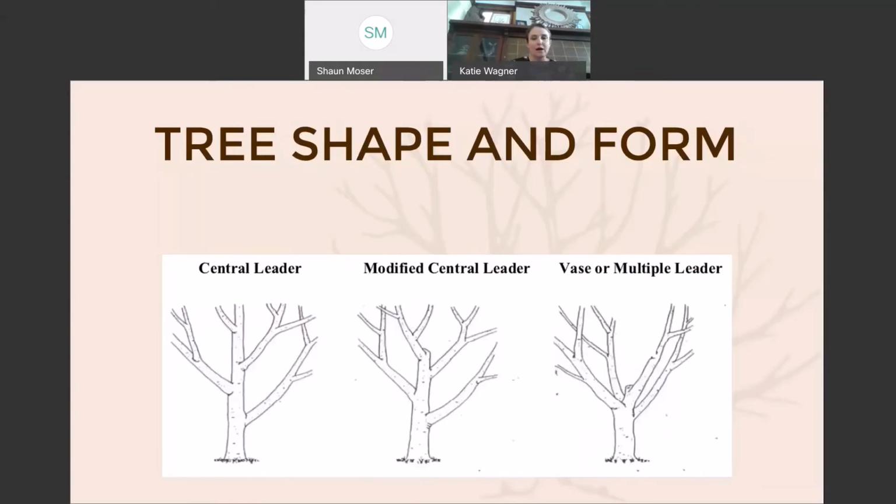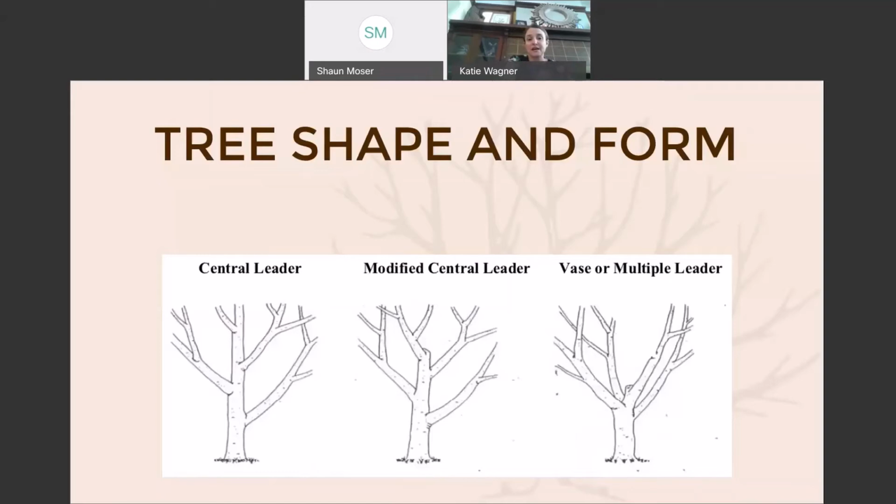Okay, vase or multiple leader is here, and these are our stone fruits. These are our peaches, our nectarines, our plums. They can be our apricots. Apricots tend to get pretty big, so we try to control growth on apricots, but sometimes they really just kind of get away from us. But you can certainly try to maintain them to this vase or multiple leader.